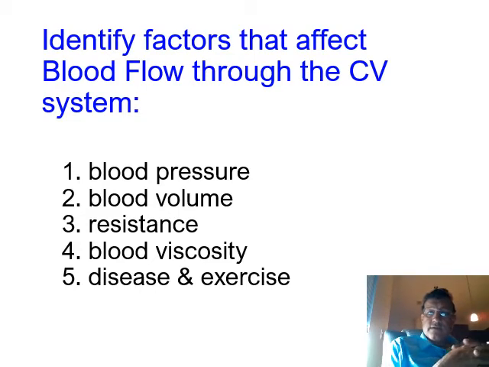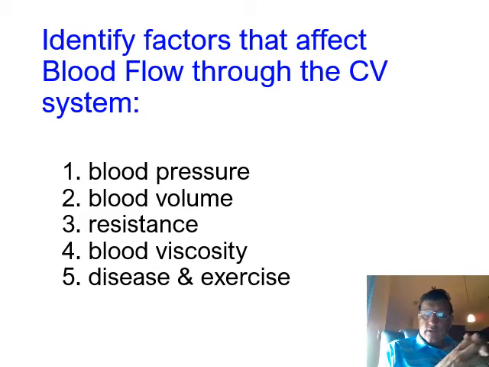In this first part of the human biology unit, the cardiovascular system focuses on blood flow. So we're going to just focus on blood flow. We're going to look at blood pressure, how blood pressure affects blood flow, how blood volume affects your blood flow, how blood resistance, blood viscosity or thickness, and diseases and exercise, how they all affect your blood flow. Looks like blood flow is the common theme in this section.